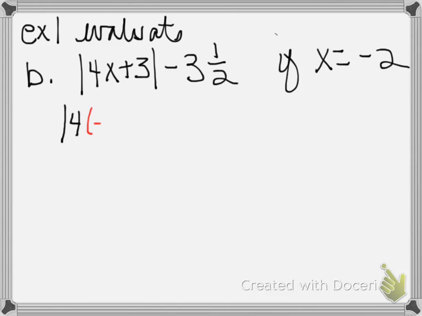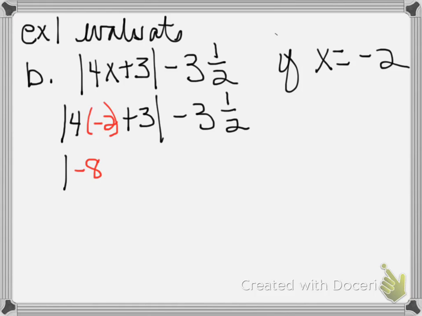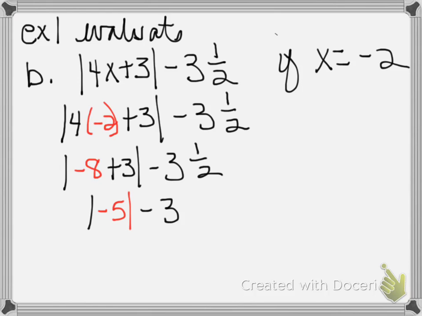So wherever we see x, we're going to plug in -2. And again, we're going to treat the absolute value like grouping symbols, so we're going to work inside. And the absolute value of -5 is 5. 5 minus 3.5. Now, we've got to convert this 5 into a fraction.